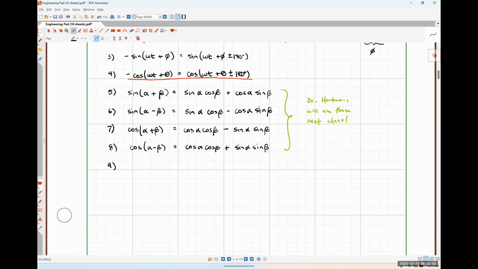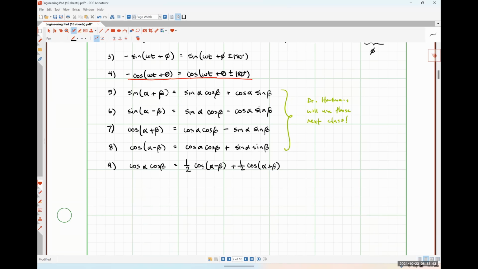So cosine alpha times cosine beta will be equal to 1/2 cosine of alpha minus beta plus 1/2 cosine of alpha plus beta. We are not going to see this one used for quite some time. But when we get into our power relationships for sinusoidal signals, this guy is going to show up literally everywhere.